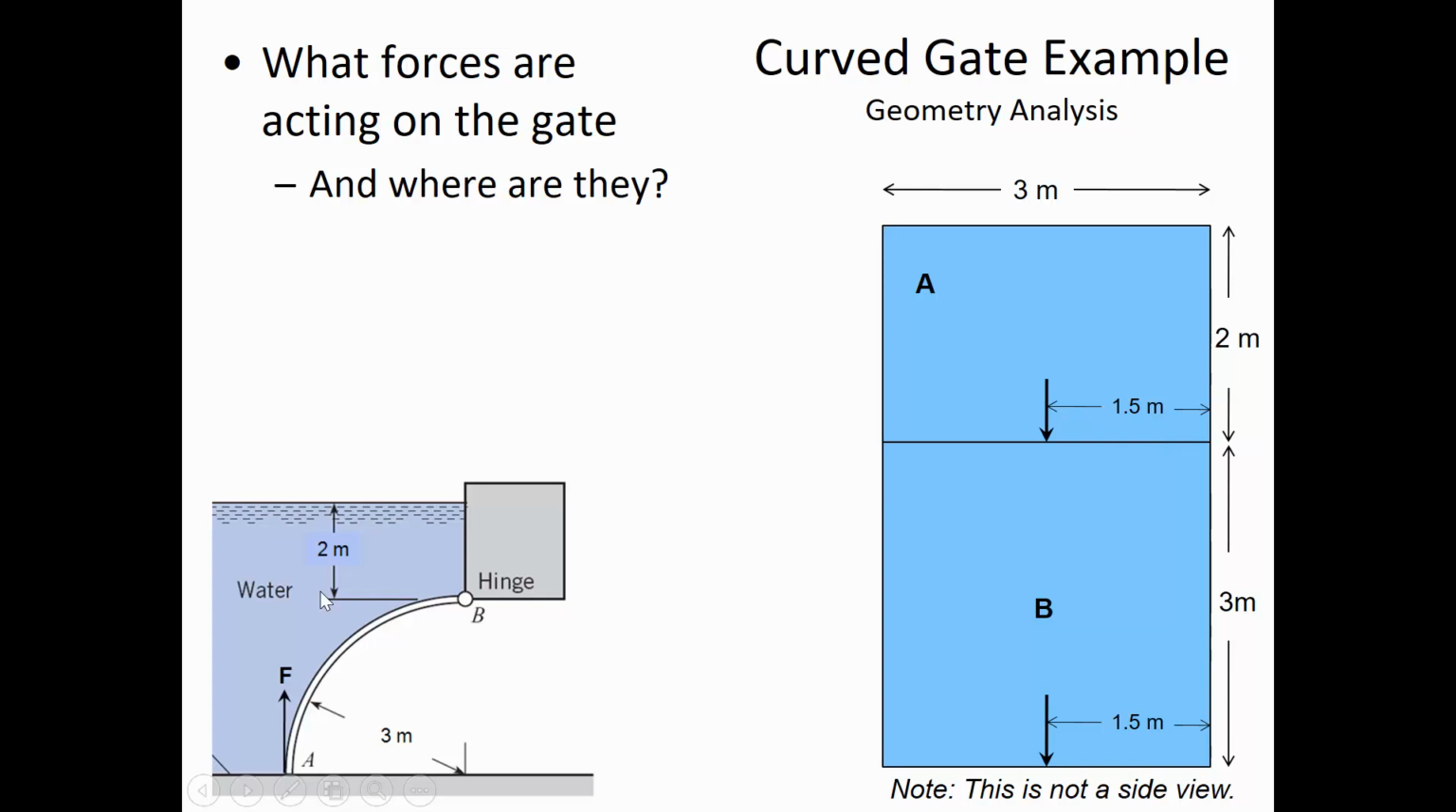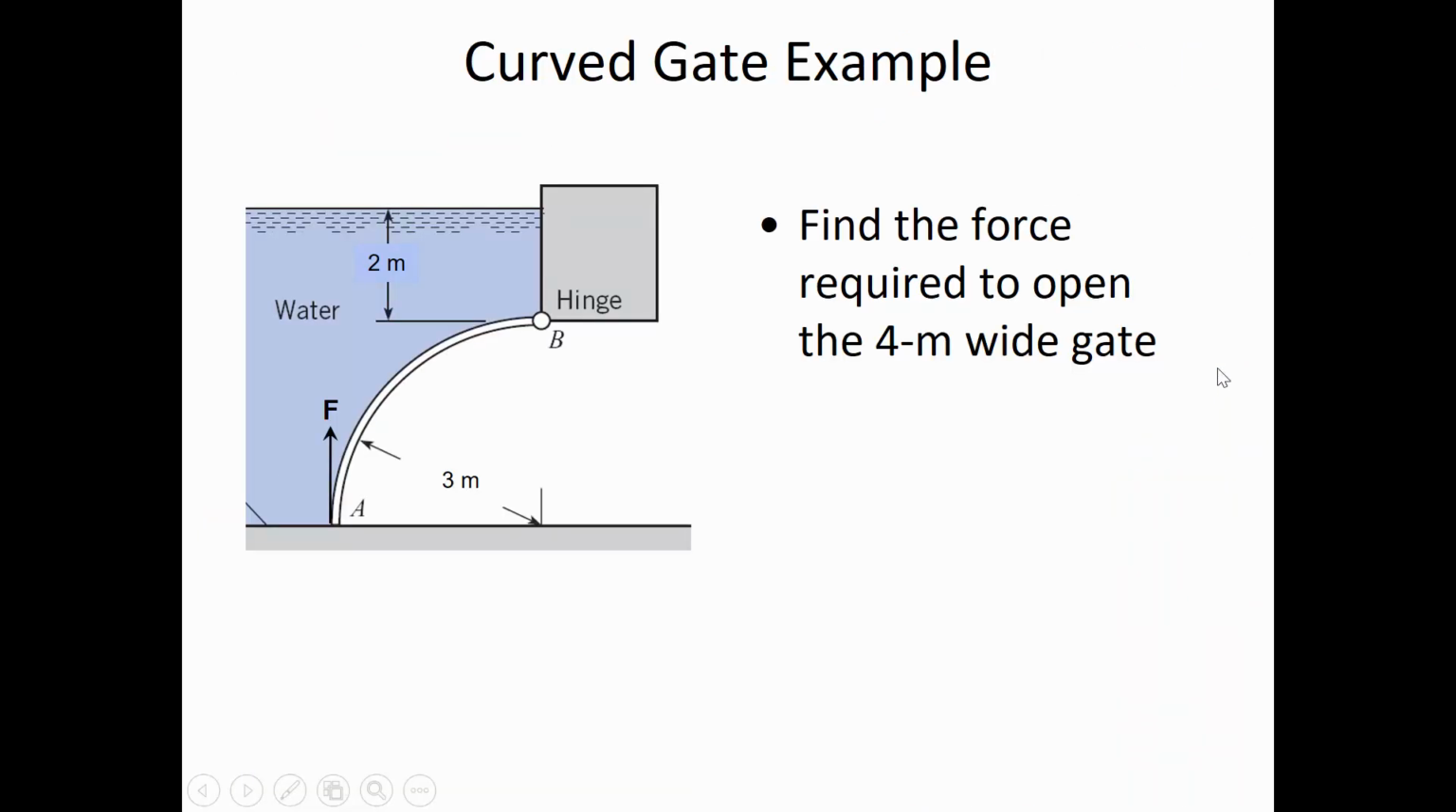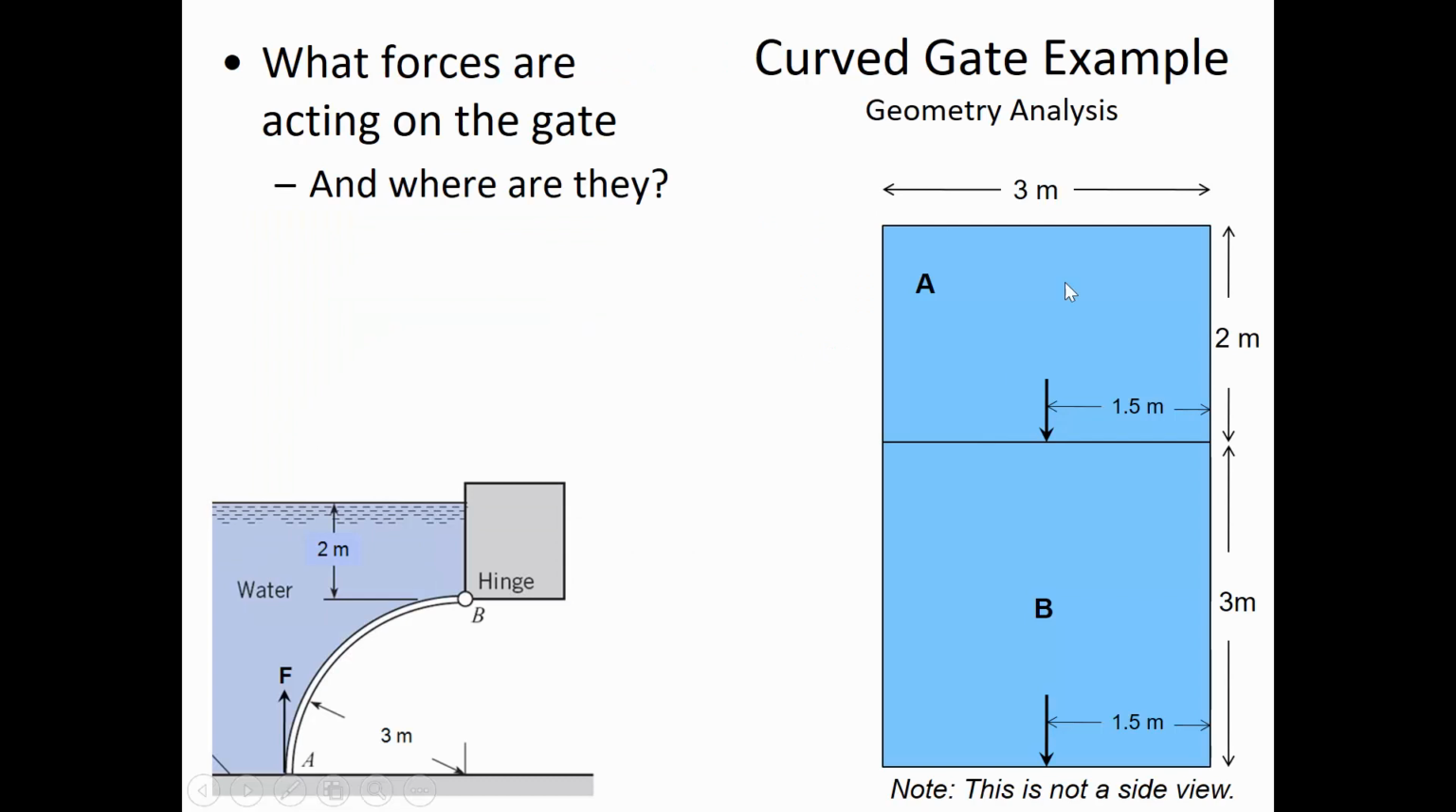We've got the 2 meters from the water surface down to the beginning of the hinge. So that's this 2 meters. And a 4 meter wide gate. Why am I saying here that it's 3 meters? Oh, no. Okay. This is not a side view. That's why. Yeah. All right. So the 3 meters is going to come into play when we consider taking out this element that doesn't apply.